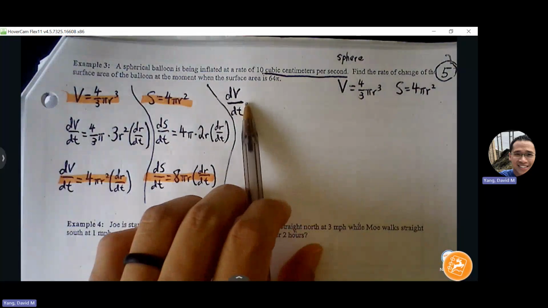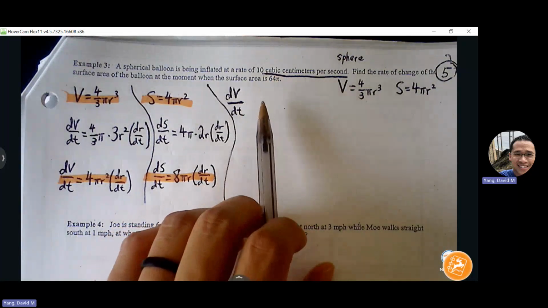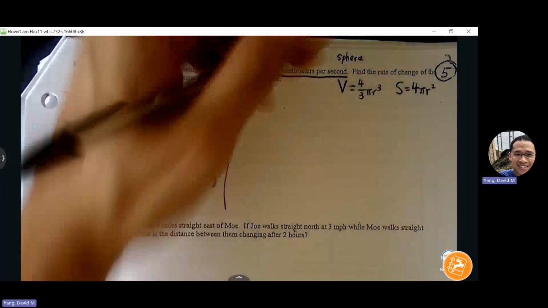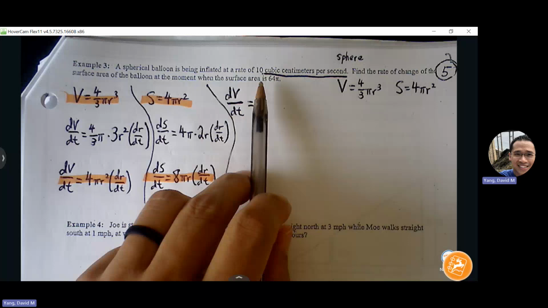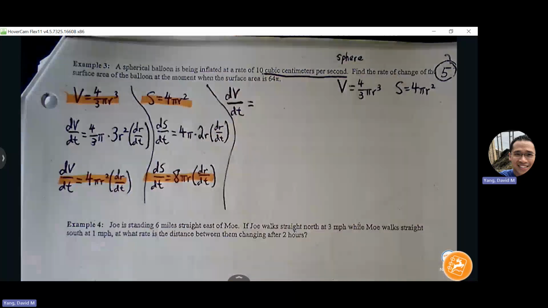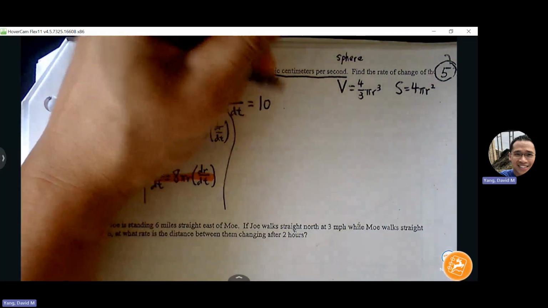Now, every time I put down a rate, I got to decide, is it a positive or a negative rate? And what do I say here based off of context clues? Positive because, yeah, it's inflated. It's getting larger, right? This balloon is growing in its volume. So 10 cubic centimeters per second.